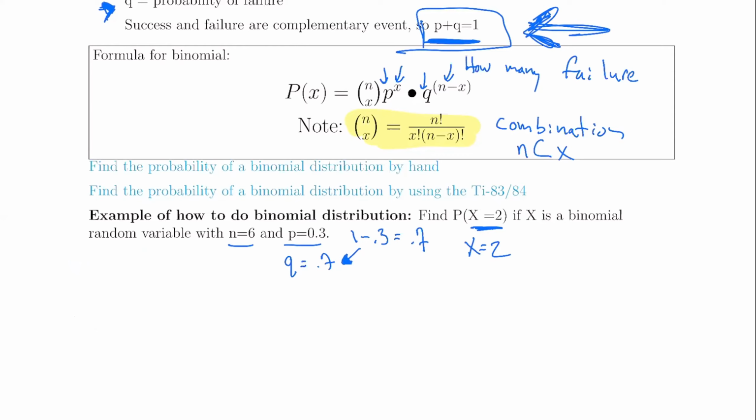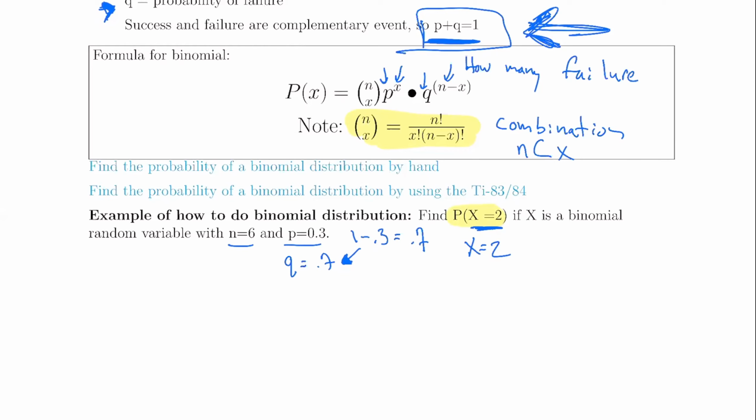So what is the question asking? I'm kind of confused. If you look at the question, it's asking us to find the probability. So it's asking us to find the probability when X is equal to 2. Okay, makes sense. So let's go ahead and do this problem.